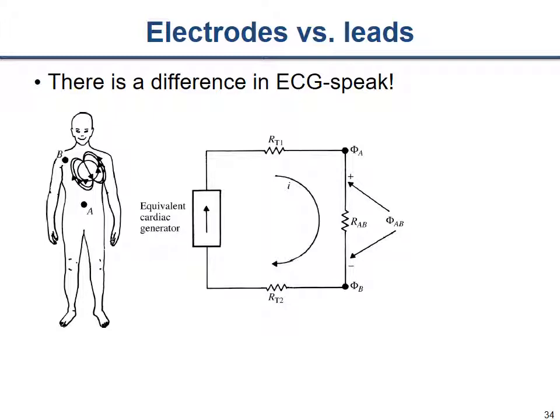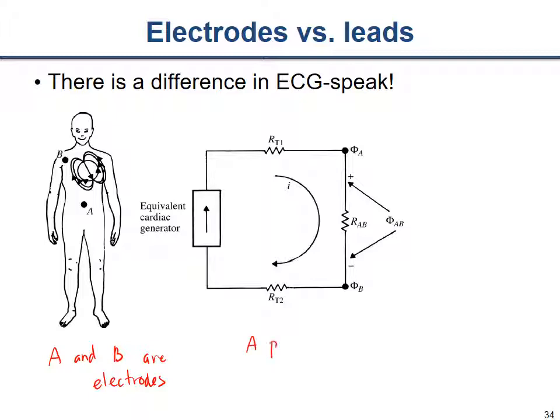Okay, now before we do that, we need to get a little bit of terminology through here, because a lot of electrical engineers use electrodes, leads, and probes as kind of analogous, but in ECG speak, there's a difference. In ECG speak, an electrode is a single element. So in this diagram here, A and B are electrodes. Now a lead is a pair of electrodes measuring the potential between them.